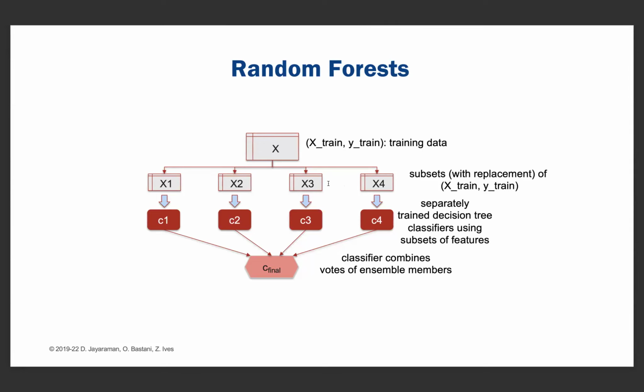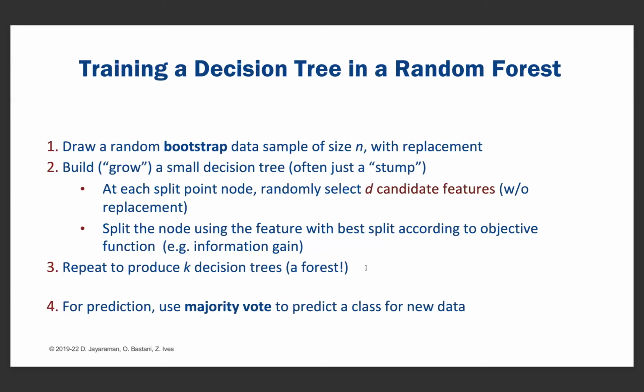And that's what we were using yesterday. Okay. So how do we train a decision tree in a random forest? We draw a random data sample. We grow a small tree. And afterwards, we repeat this procedure. We build K decision trees, and afterwards we just do a majority vote. This is one of the ways how we can do it.